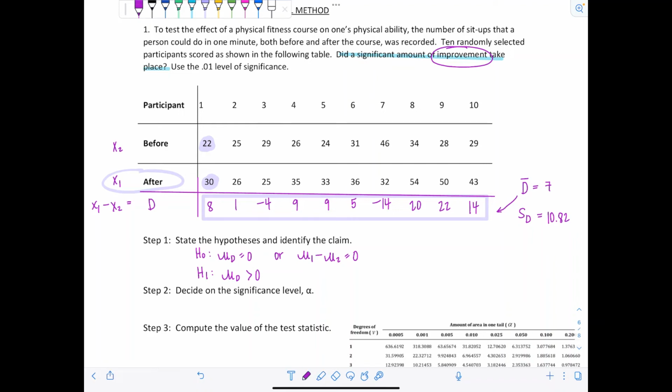So how would that be written in your homework or in this book? Mu1 minus mu2 is greater than 0. Either way, that's the claim right there. They're claiming, or suggesting, that there's improvement. Decide on the significance level alpha. They gave it to me. It's 0.01. So that's what we're using. So alpha equals 0.01. And this test is right-tailed.